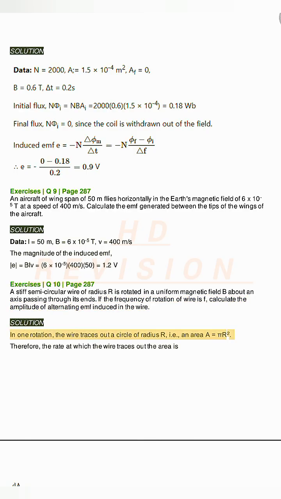Solution. In one rotation, the wire traces out a circle of radius r, i.e., an area A equals pi r squared. Therefore, the rate at which the wire traces out the area is.